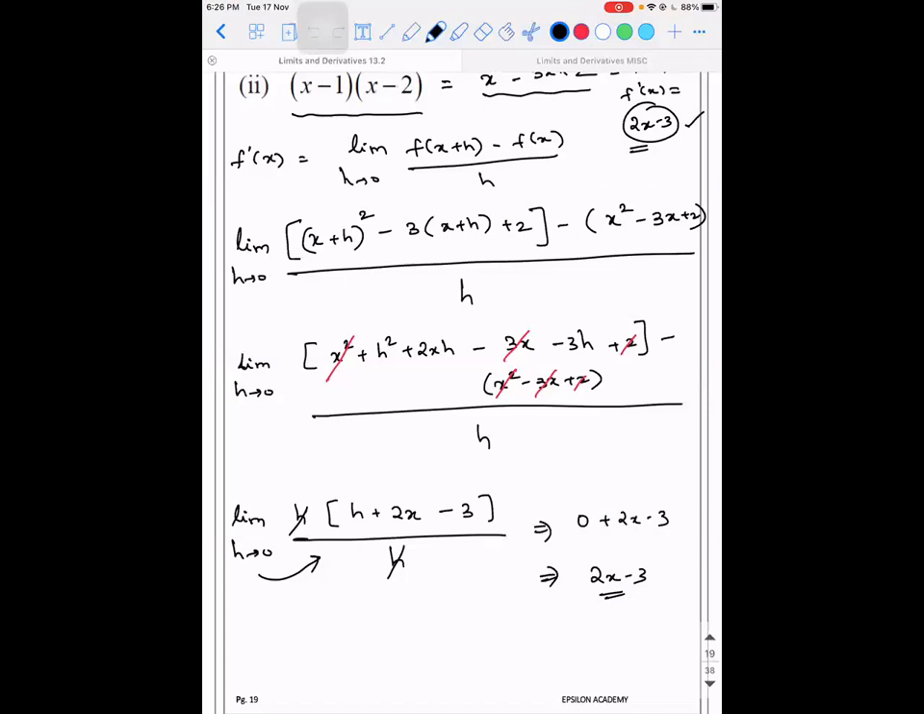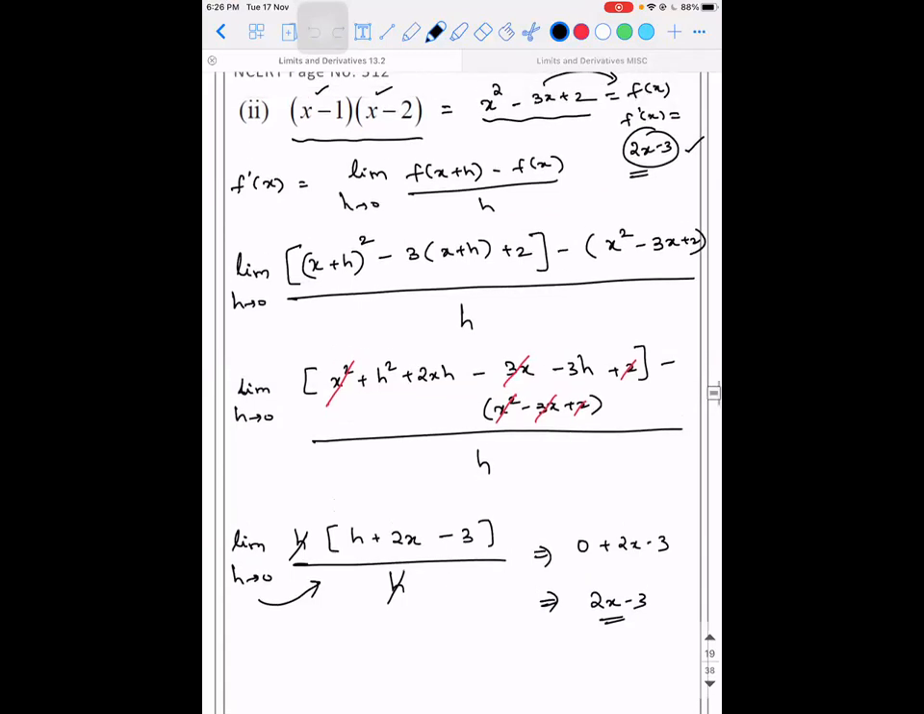Sir, in the second step, we are just substituting the given value, no, sir? Yes, for whatever the f of x question, f of x plus h means in the question wherever x is there, you have to replace it with x plus h. That's what you're asking, right?